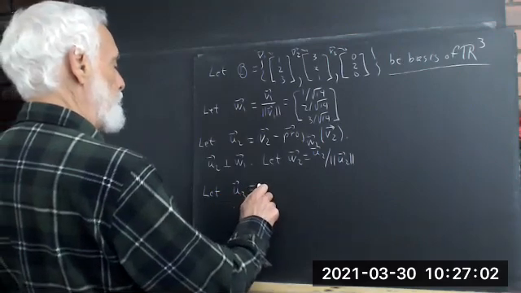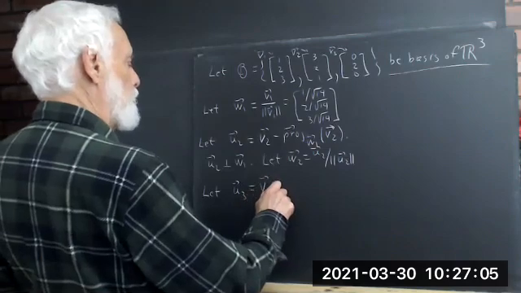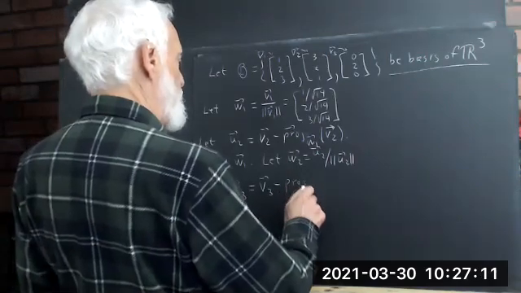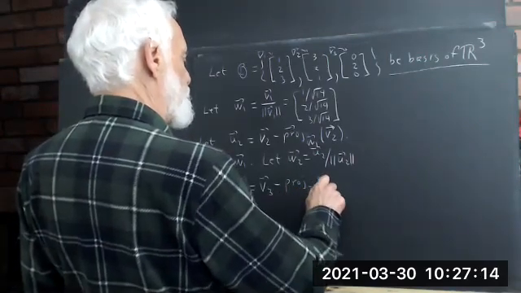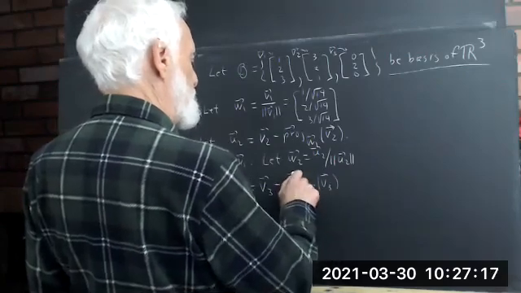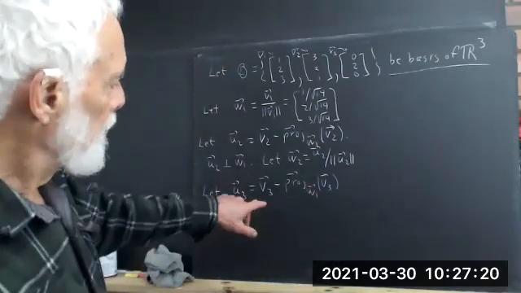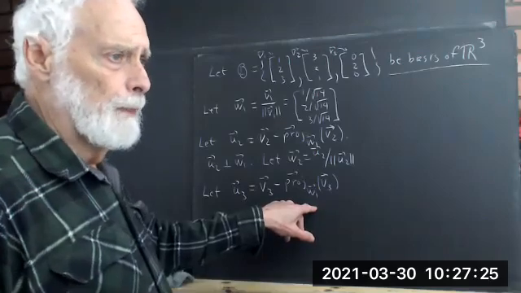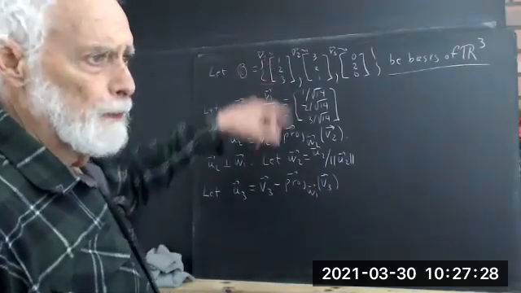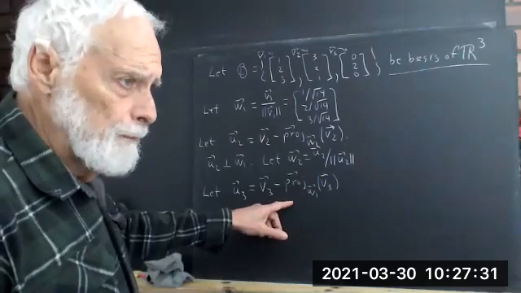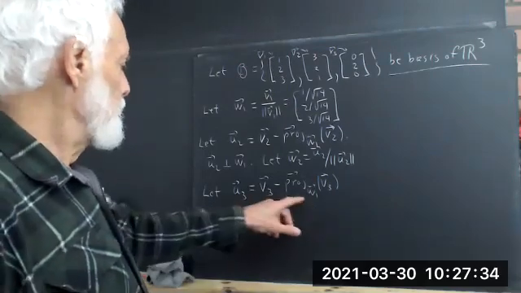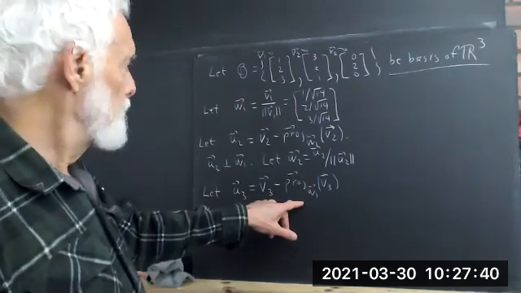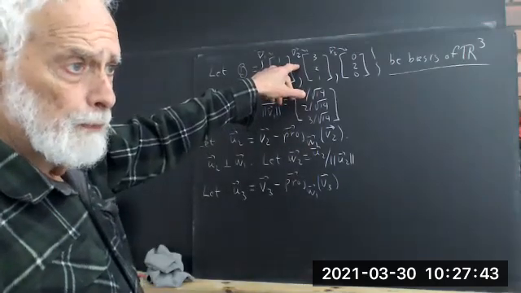U3 equal V3 minus the projection into W1 of V3. And this is going to subtract off the part of V3 that's parallel to W1, meaning the part that's parallel to V1, actually. Okay, so we subtract that off. Now that doesn't guarantee that this vector is also perpendicular to V2.